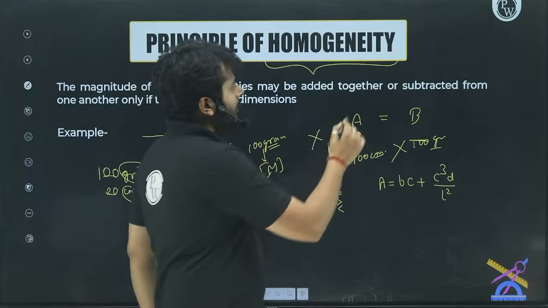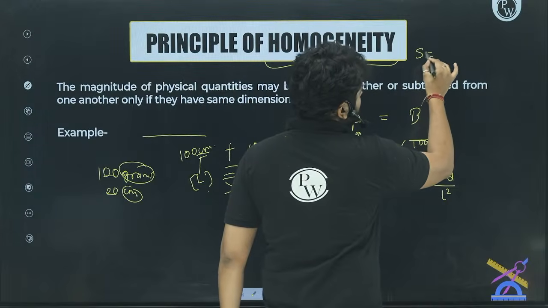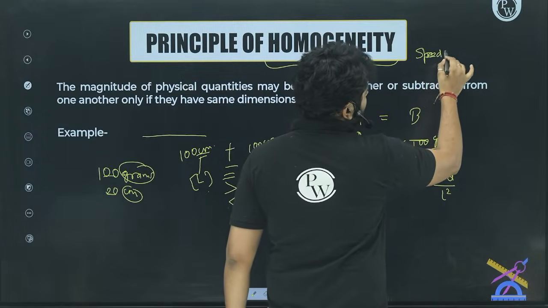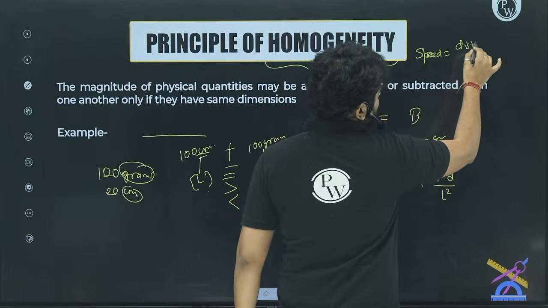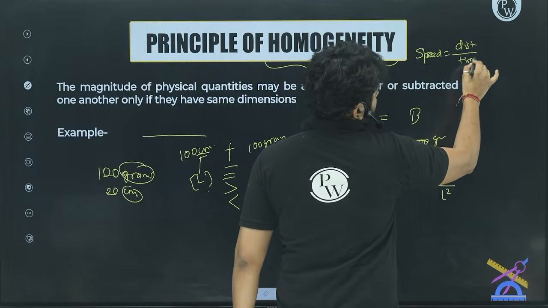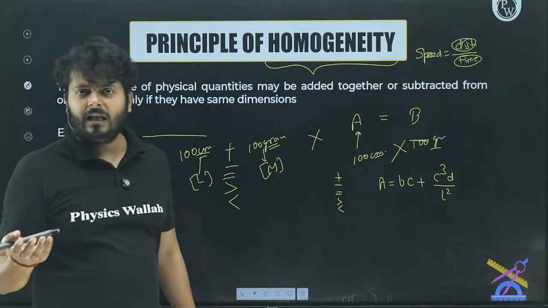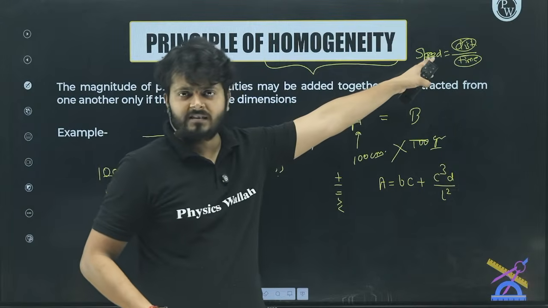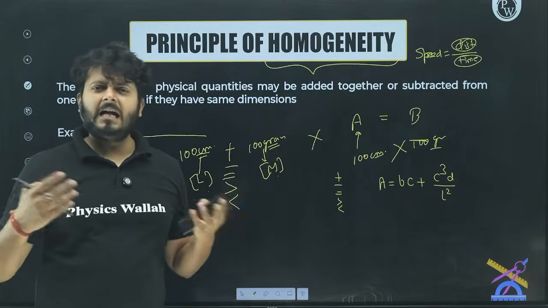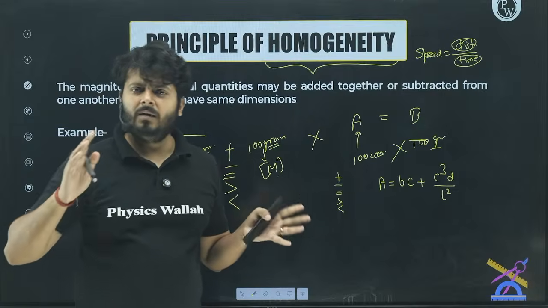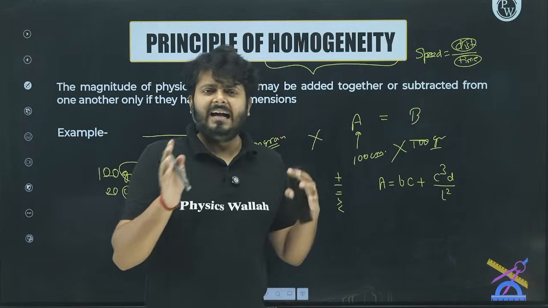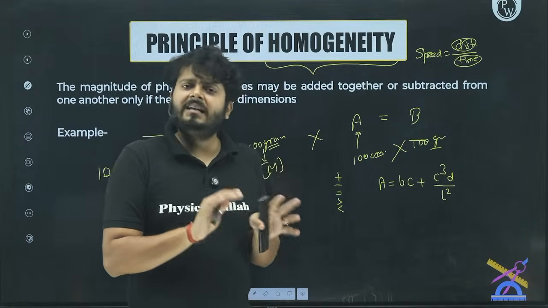For example, while calculating speed, you divide distance and time. Distance is length, time is T. Two different dimensions are divided, and another physical quantity comes up. So two different dimensions can be multiplied or divided, and that can give us another physical quantity. That is allowed.